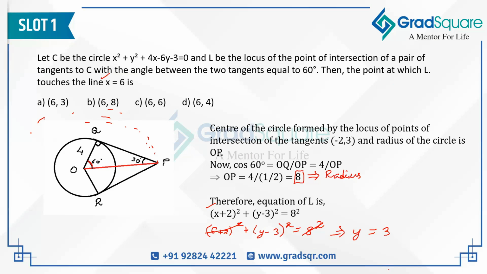So the point at which the bigger circle and the straight line x is equal to 6 will cut each other will be at 6, 3. The value of x coordinate will be 6. The value of y coordinate will be 3. So the answer to this question will be option A, 6, 3. I hope the solution of this question is clear.